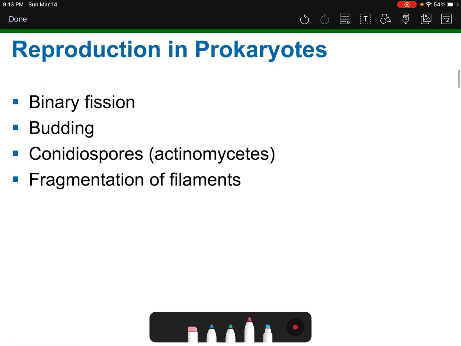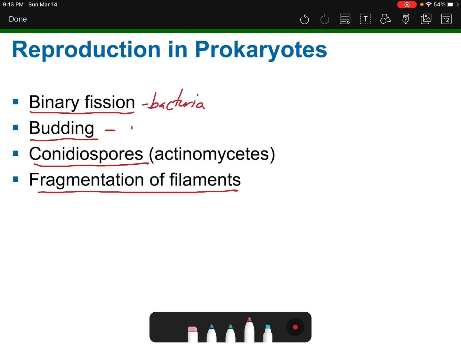Just a little reminder, when prokaryotes reproduce, and here we're talking about bacteria, they use binary fission. Some microorganisms might use budding, with the formation of kinetospores, and then fragmentation of filaments. Binary fission is more of the bacteria. Some of these might be like yeast, which use budding, and some might be more of your fungi as well.